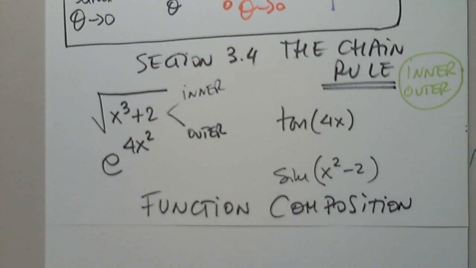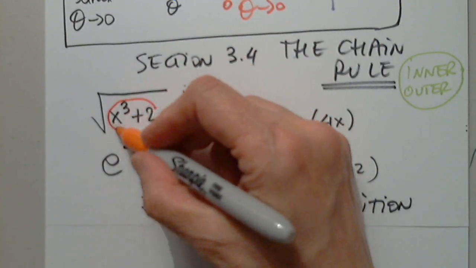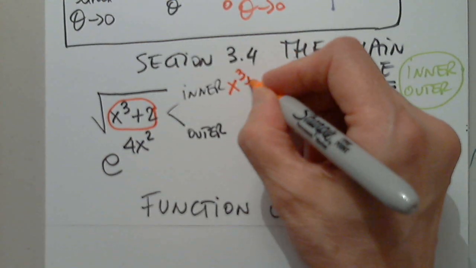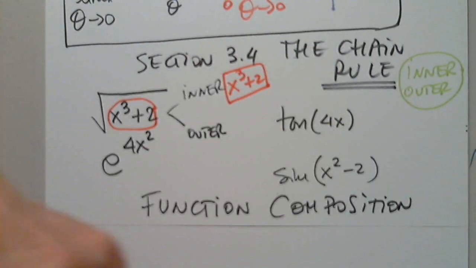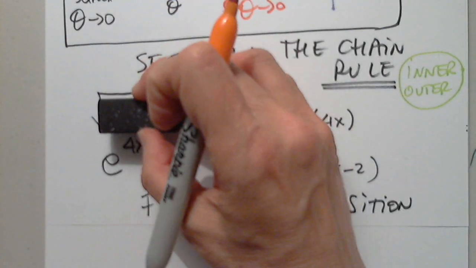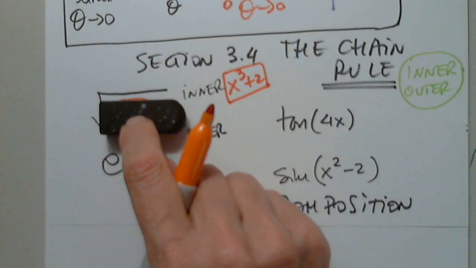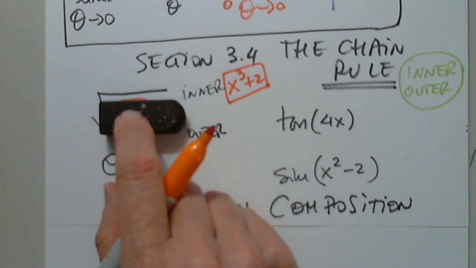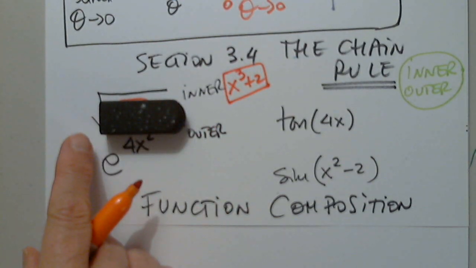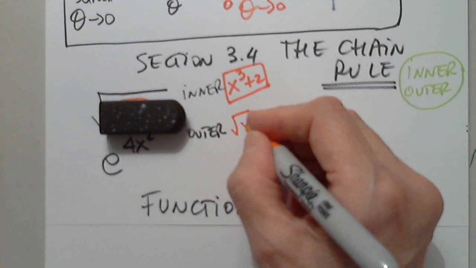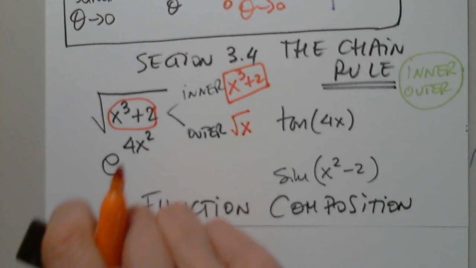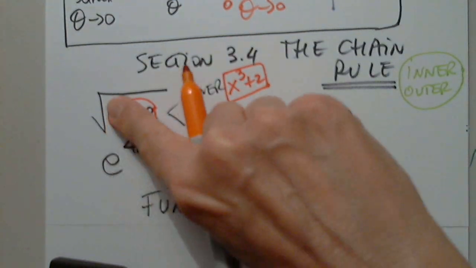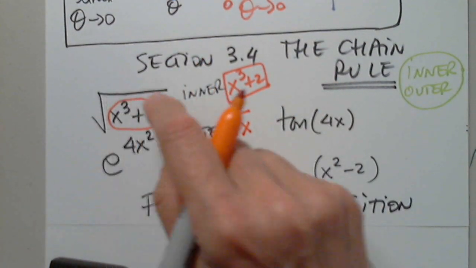Tell me whatever you're thinking. It's okay. x cubed plus 2. So you're talking about the inner function as x cubed plus 2. Good. Now after that, when I get one number, which function do I apply to this number? The square root of x. So the inner function is this. When I'm done with it, the outer function is this.